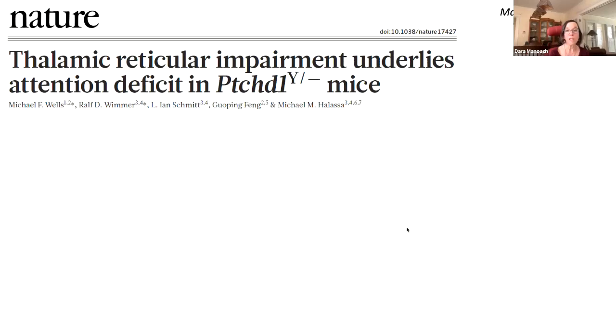Risk genes for autism are also implicated in TRN dysfunction. For example, PATCH-G1, which is mutated in about 1% of individuals with autism, is selectively expressed in the TRN early in postnatal development.